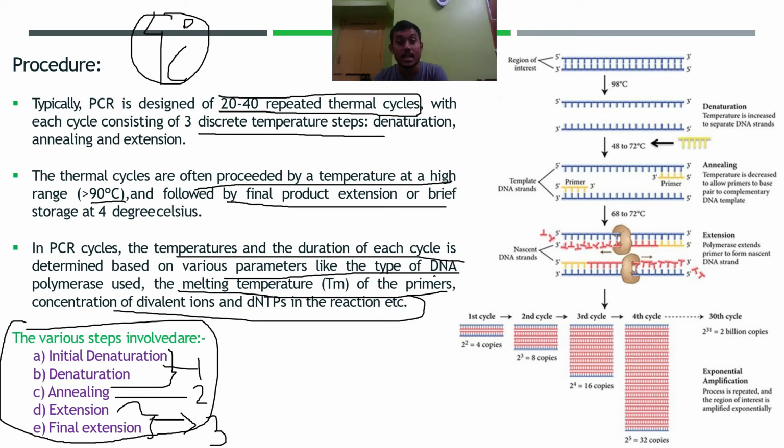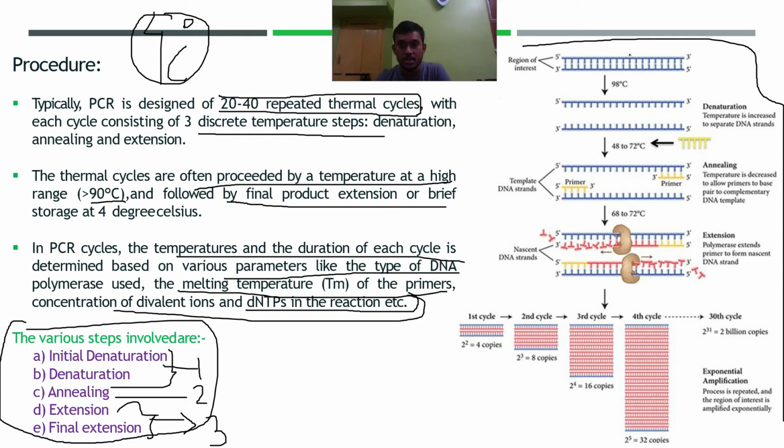So the different parameters are the type of DNA polymerase that we are using, which can be Taq DNA polymerase or any other DNA polymerase that we might be incorporating in this process. Also, we need to take hold of the melting point of the primers and the concentration of divalent ions and dNTPs in the reaction. So I will show you a pictorial view of how all of the steps are carried out. This is the pictorial view you can see here.